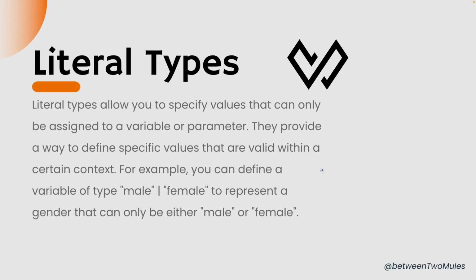And the last we have is literal type. Literal type allows you to specify values that can only be assigned to a variable or a parameter. They provide a way to define specific values that are valid within a certain context. For example, you can define a variable of type male or female to represent a gender that can only be either male or female.